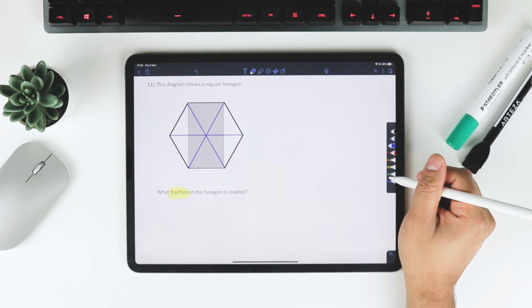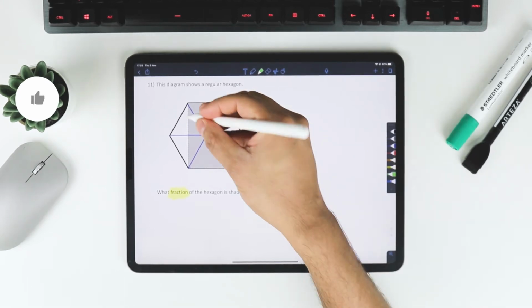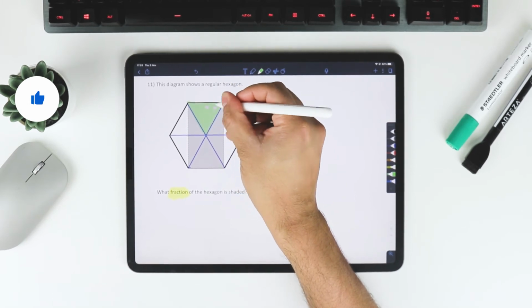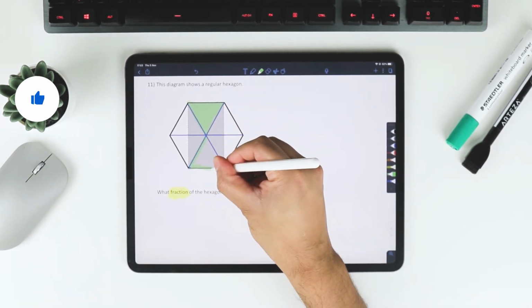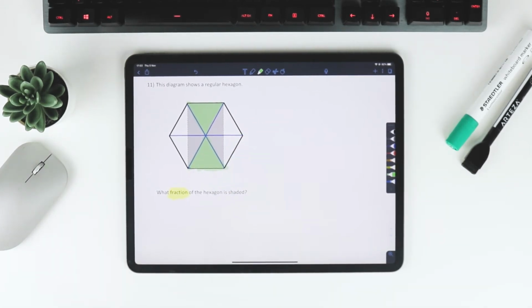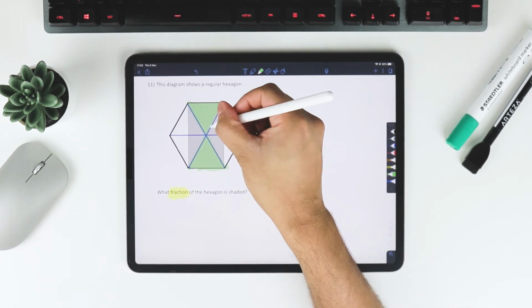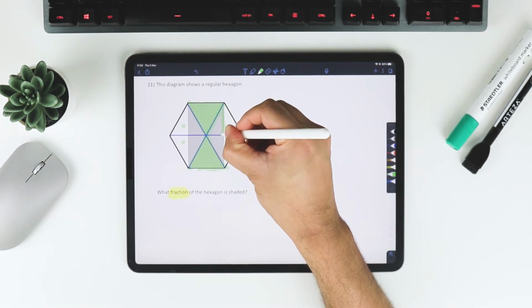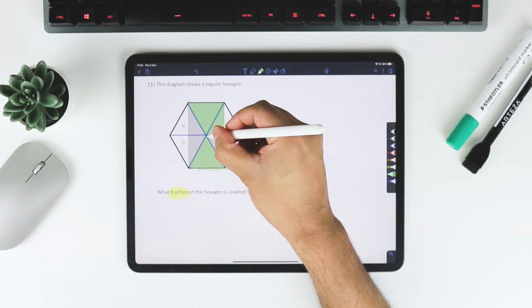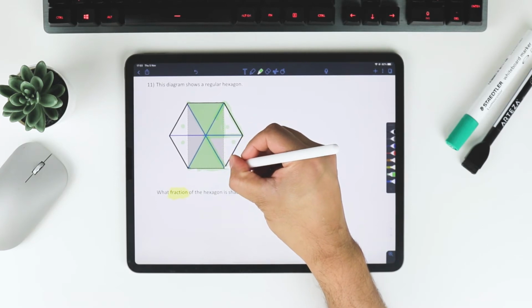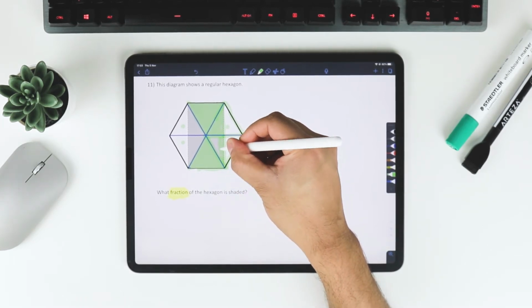But then we can see some parts of the triangles are shaded and some aren't. So now we've got to think about it a bit more. Hopefully you can see already that we've got one exact part shaded here in green, another perfect triangle shaded here in beautiful green. But then you've got parts of the triangles here that are not shaded. But if we use our reasoning skills, we've got half of this triangle here, we've got half of that shaded here, and another half shaded here.